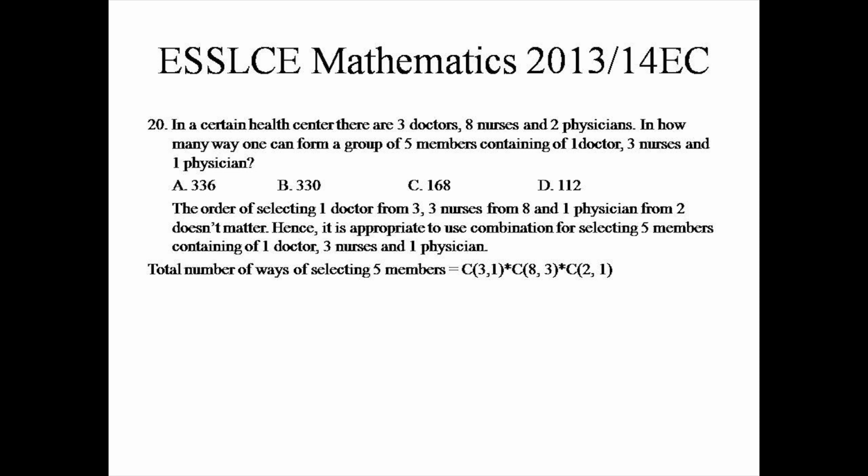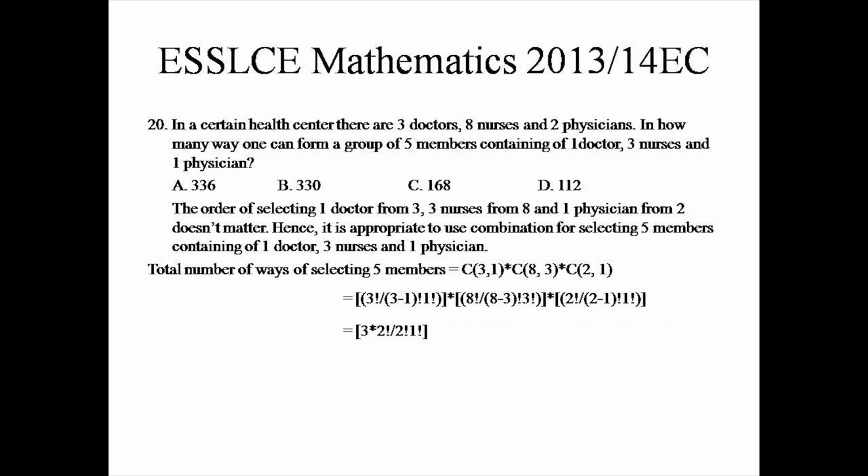Combination of 3, 1 is equal to 3 factorial divided by 3 minus 1 factorial times 1 factorial. Combination of 8, 3 is equal to 8 factorial divided by 8 minus 3 factorial times 3 factorial. Combination of 2, 1 is equal to 2 factorial divided by 2 minus 1 factorial times 1 factorial. 3 factorial can be rewritten as 3 times 2 factorial. We leave 2 factorial as it is because we have 2 factorial in the denominator, so they can cross out each other.